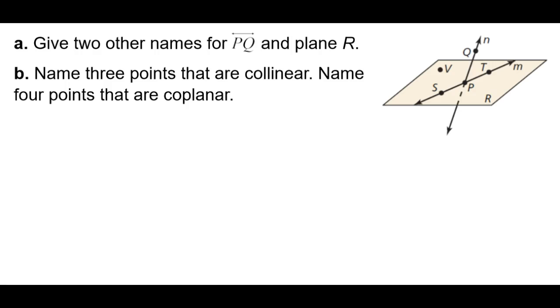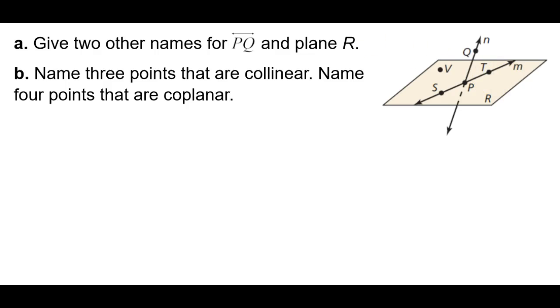Okay. So now here's our first example. We are asked to give 2 other names for line PQ, and I know it's a line because of this, with 2 arrows, and plane R. Then name 3 points that are collinear. Collinear means they lie on the same line. And then we have to name 4 points that are coplanar. And again, co meaning they're on the same plane.